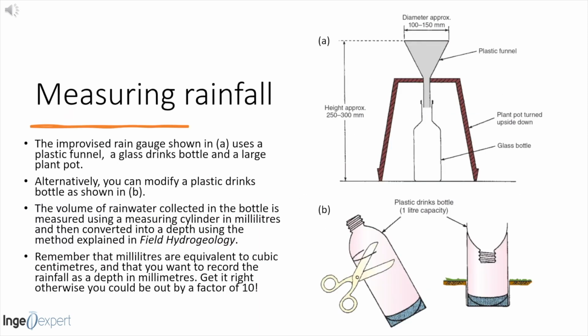There are ways of improvising rain gauges, and two examples are shown here. One uses a drinks bottle that is placed inside an inverted plant pot. The second method is to slice up a large plastic drinks bottle and use the top part as the funnel. In both cases, the volume of rain collected must be converted into a depth, using the formula given in Field Hydrogeology on page 103.